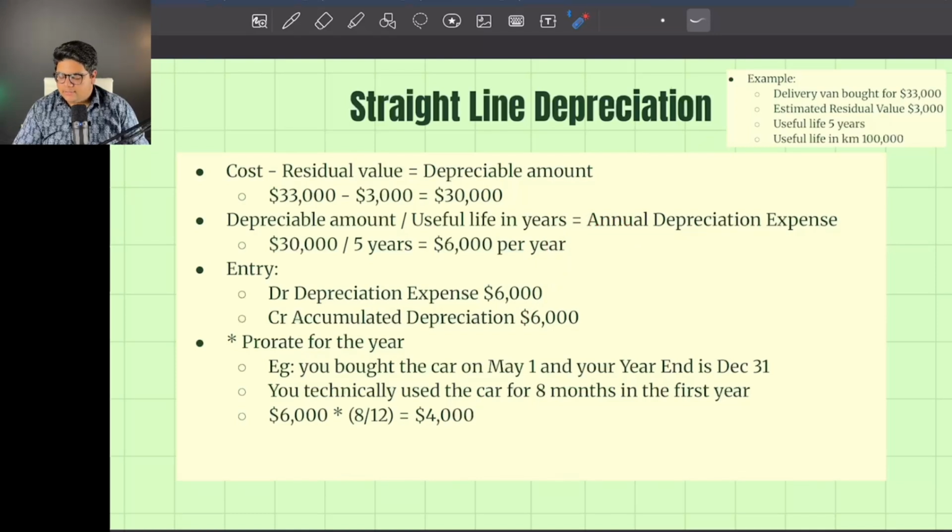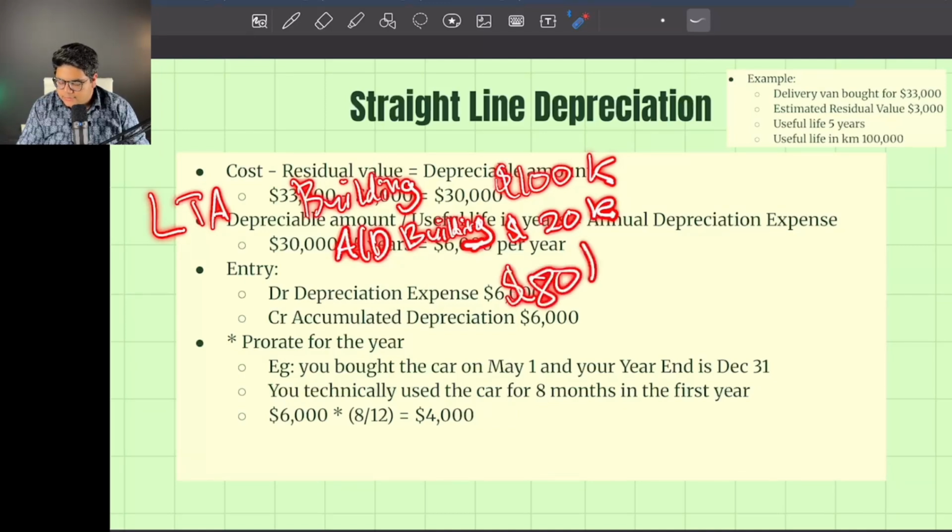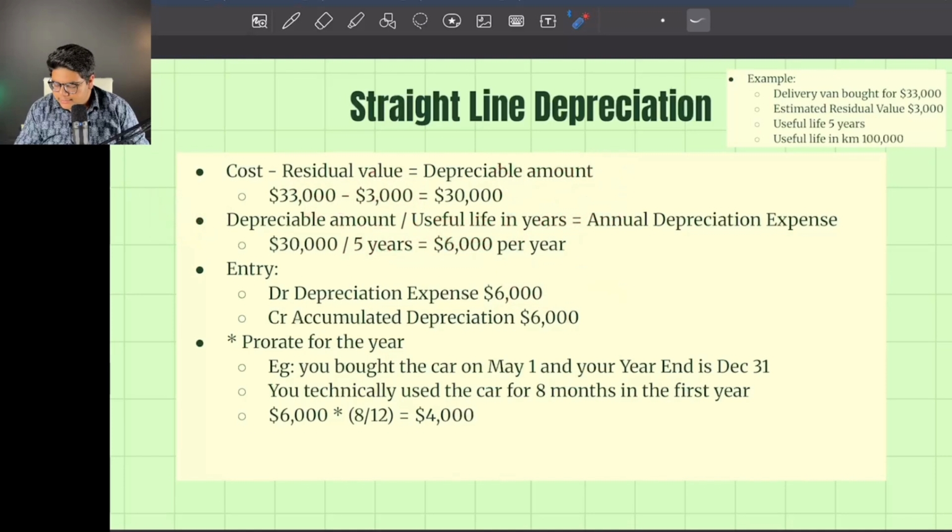Let's say you have a $100,000 building, and this is like your long-term asset, right? And then beneath this, it would say accumulated depreciation for building. And let's say the total depreciation for this is 20 grand. So that means the net carrying value of the building would technically be $80,000. The building accumulated depreciation is just a contra asset account that reduces the value in the asset account.